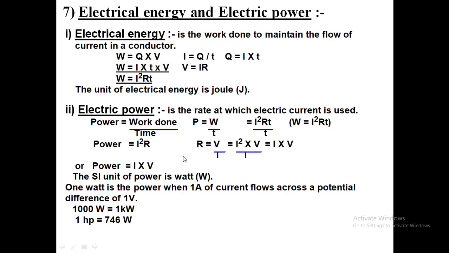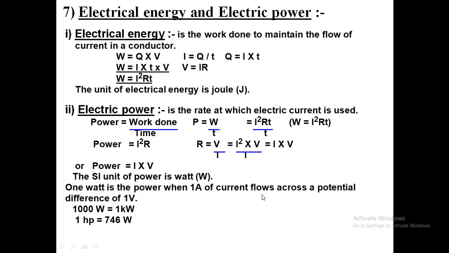So what is the SI unit? The SI unit of power is watt, because work done by time, or I into V, is the formula. Work done by time is joule per second, or ampere times volt. So 1 joule per 1 second is 1 watt, or 1 ampere into 1 volt is 1 watt. So 1 watt is the power when 1 ampere of current flows across a potential difference of 1 volt. This is the SI unit of power.